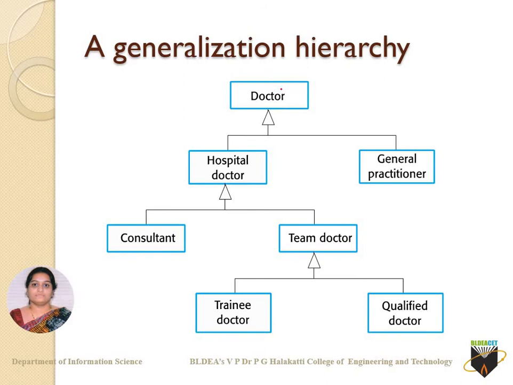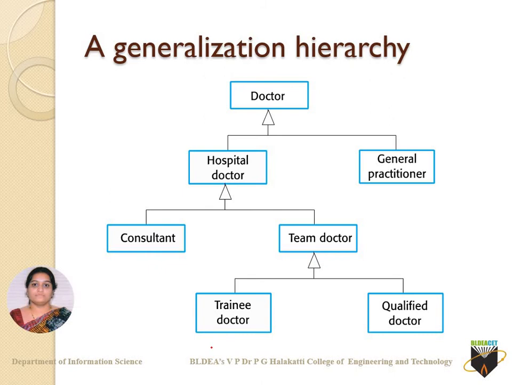So you can just say that there is a single class called out as doctor. Okay, that's a super class. Subclasses are hospital doctor and general practitioner. They both are also doctors, but they have their individual features there. So if I'm considering a hospital doctor, who are the next subcategories under them? For that, there's a consultant, there's a team doctor. Okay, I can say that these two are subclasses of this main class called out as hospital doctor.